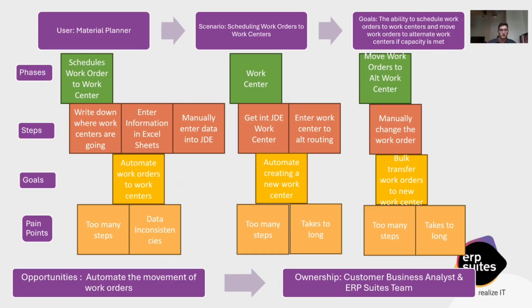What pain points are we trying to solve? And as you can see, too many steps, data inconsistencies when inputting that data in the JD Edwards for the first one. The second one is too many steps again, and then it takes way too long. There's confusion as well when trying to move certain work orders to work centers. And then lastly, it just really compounds on itself, right? Too many steps takes too long.